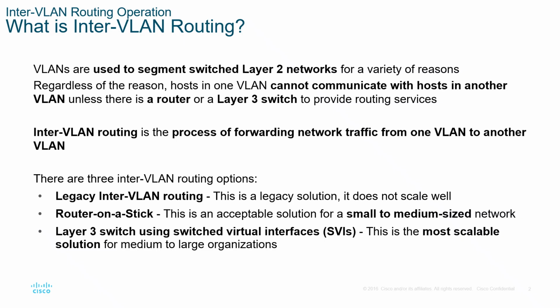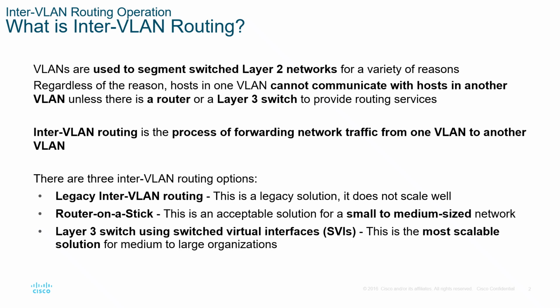So inter-VLAN routing is the process of forwarding network traffic from one VLAN to another. There are 3 inter-VLAN routing options. First one you're going to learn about is legacy inter-VLAN routing. This is a legacy solution. It does not scale well, but we're going to look at it in the very first lab that you do, which is lab 346. Then we're going to look at router on a stick, which is a much more acceptable solution for a small to medium-sized network, where we take one physical interface and sub-interface it for our VLANs and then create our subnetworks, and then they act pretty much just like a local area network would.